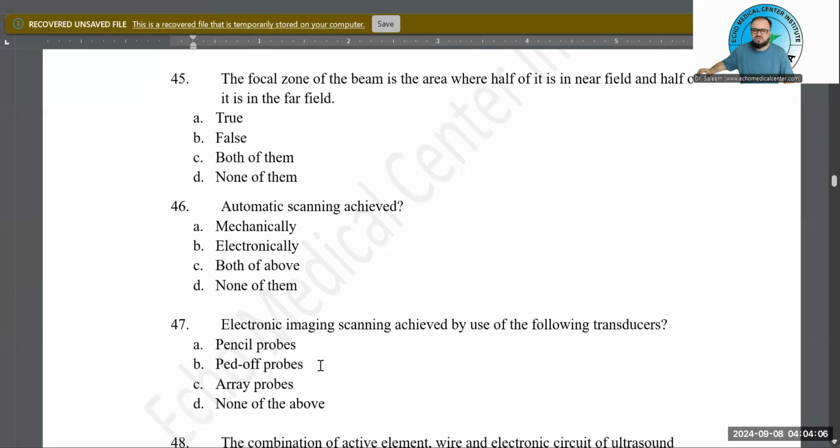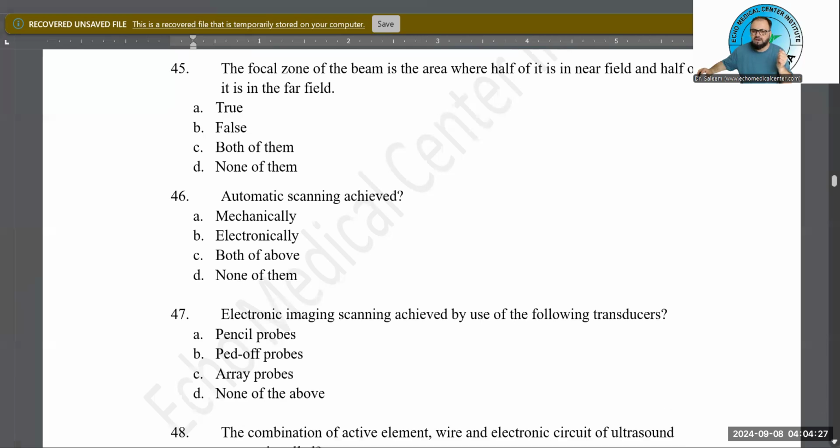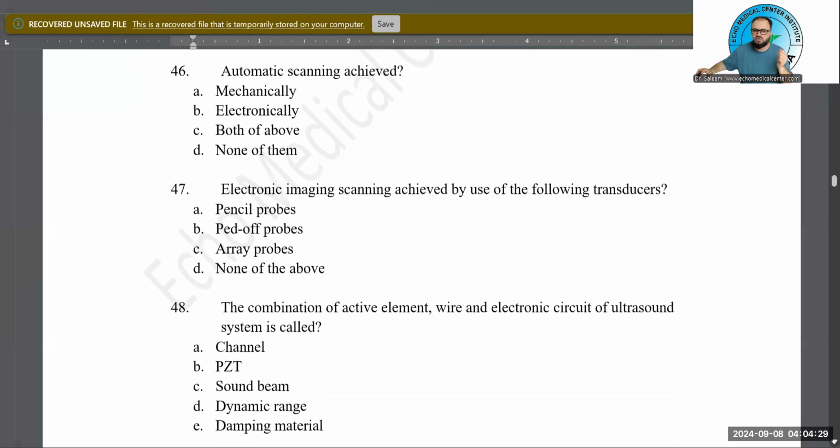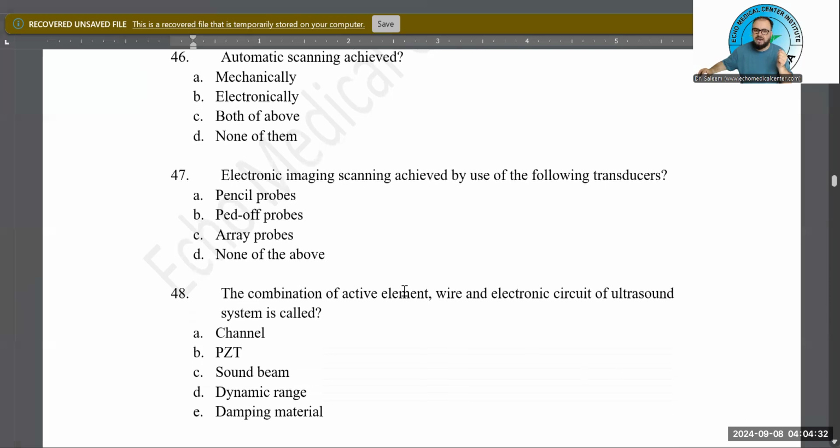Next question. Electronic imaging scanning is achieved by the use of the following transducers. So when we do electronic imaging scanning, which transducer gives us that type of opportunity? Is it pencil probe? Is it PEDOF probe? Is it all array probes? Is it none of the above? Exactly, it has to be C, array probes. That is absolutely electronic imaging probes. And if you look at pencil probe and PEDOF probe, they are not actually imaging probes, correct? They are blind modality. Next question.